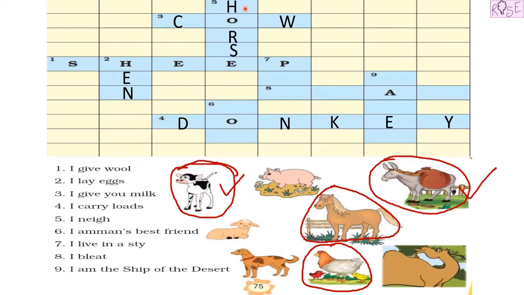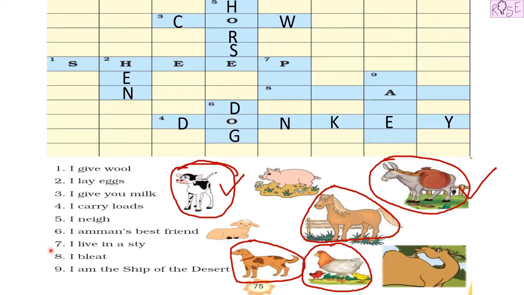becomes horse. Sixth, I am man's best friend. So who is considered man's best friend? A dog. And here is the dog. Let's mark the dog as well. Here is the dog, which is known as man's best friend. Let's write dog, and we'll start with the box in which number 6 is written. So here is that column. So we'll write D, then O is already there for us, and at the end we'll write G.